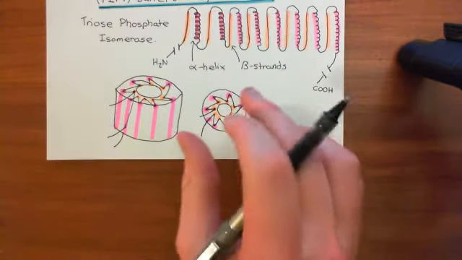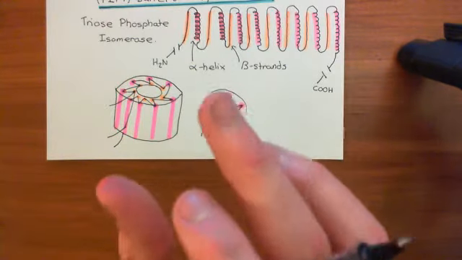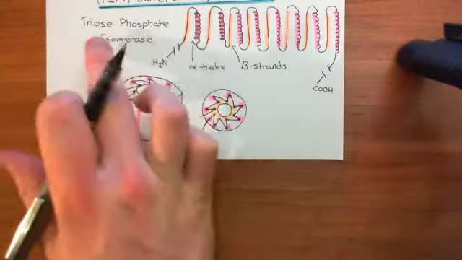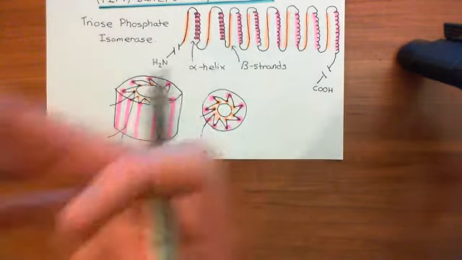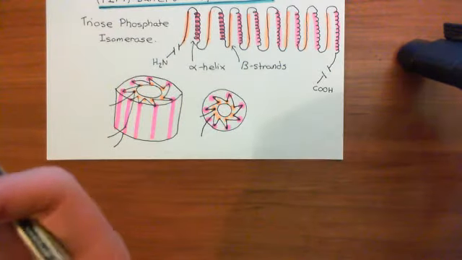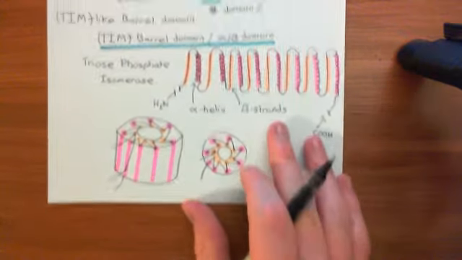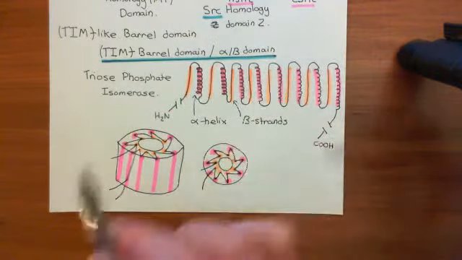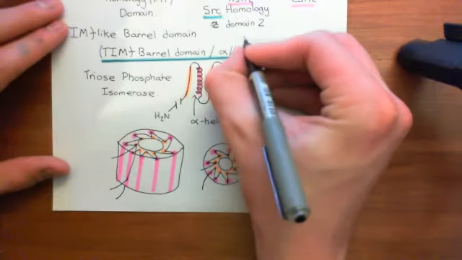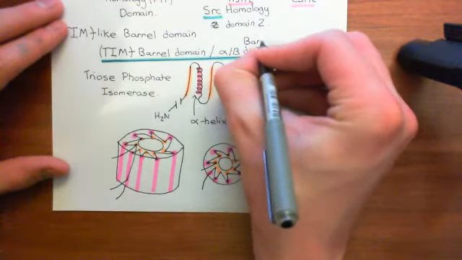Okay, and when you have a structure like this, which is found within triose phosphate isomerase, it's called a triose phosphate isomerase barrel domain, or a TIM barrel domain, or you can also call it an alpha-beta domain. Or even better, an alpha-beta barrel domain, we should call it.